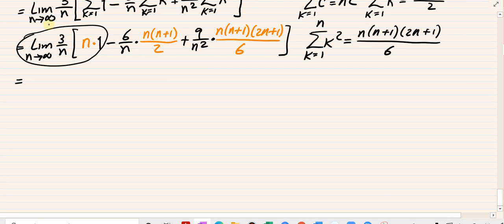So I'm going to take the limits one piece at a time. Let's look at that piece. So the expression is 3n over n. The limit as n goes to infinity of that is just what, 3? And there you go. That's our first limit.